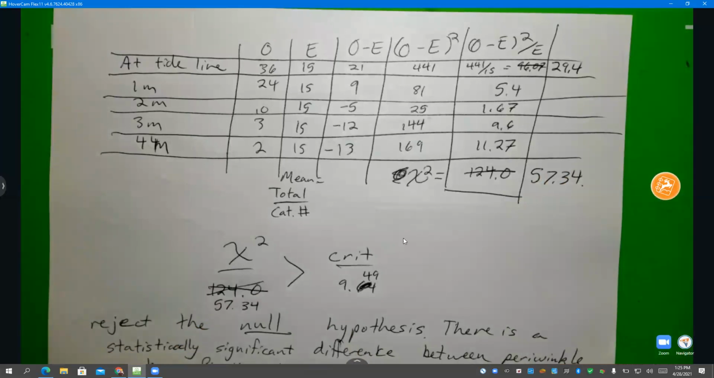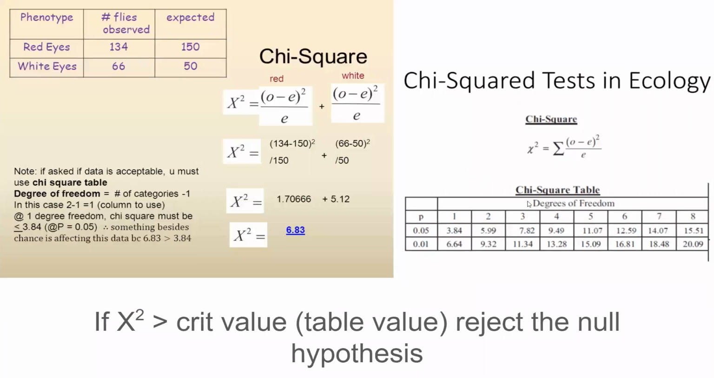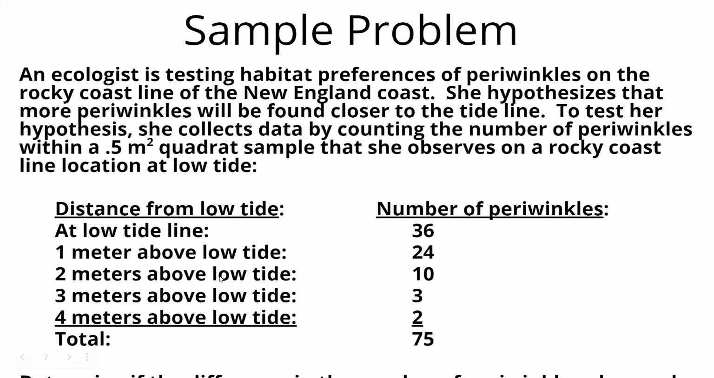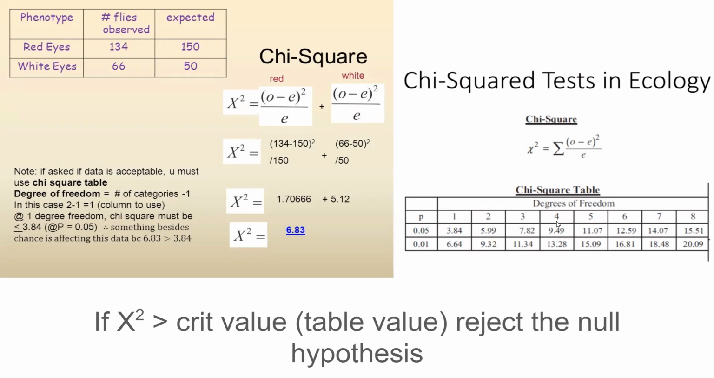Then what you need to figure out is your critical value. And to do that, you're going to use this table. Degrees of freedom are always equal to the number of categories minus 1. So because we have 5 categories, 1, 2, 3, 4, 5, then our degrees of freedom is 4.